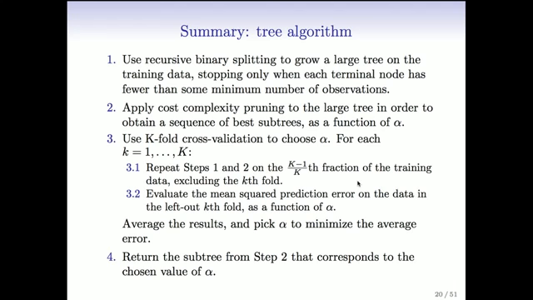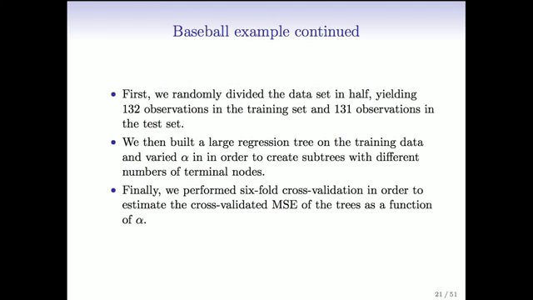So you mean the tree grown on all the training data? Exactly. So let's see what this looks like for the baseball data. For illustration, we took the observations and divided them into a training set of 132 observations and the remainder, 131, in a test set, because we want to compare the cross-validation error to the test error on the separate test set, just for illustration.